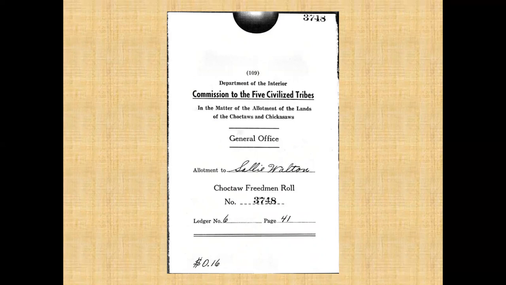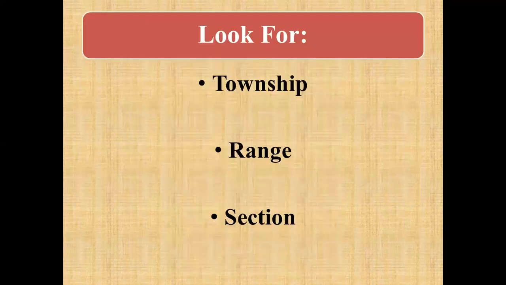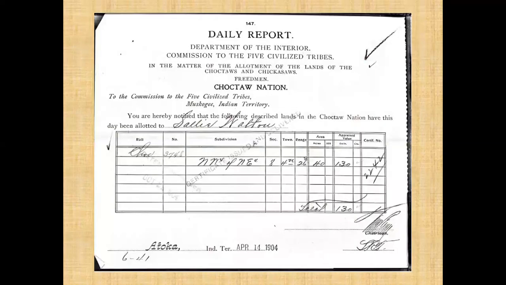Remember, Sally's roll number was 3748. We see her file and we see her number stamped twice on that outside envelope. What are you going to look for? You're going to look for the township, the range, and the section where to find her allotment. Also, you want to know the rest of the legal description.